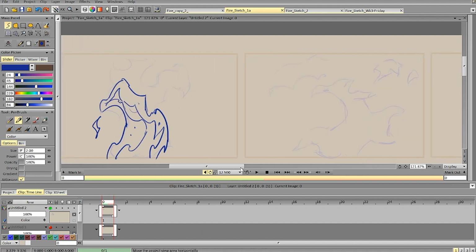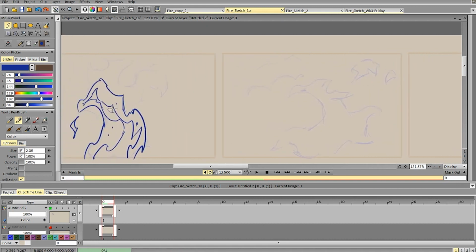Maybe something like that. So then it should break into particles of some sort. So this part may rise up. This part starts breaking to particles maybe. This part may rotate.